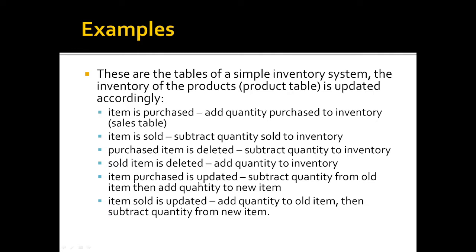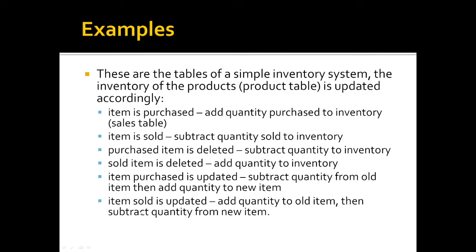Then when an item purchase is updated, what are we going to do? When we say update, maybe we can change the quantity, we can change the item itself. So subtract quantity from the old item, then add quantity to the new item. This new item can be the same item also. So when an item sold is updated, we add quantity to the old item and then subtract quantity from the new item.